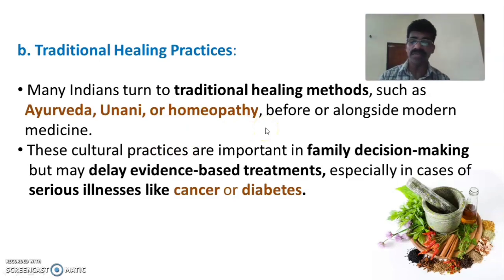As a family decision, they go for the traditional healing practices, but it may cause delay or complications for serious illnesses like cancer or diabetes, because the person may not get evidence-based treatments or modern allopathic advanced treatment. In such cases it causes a delay, and that may lead to complications, death or disability. That is about traditional healing practices.